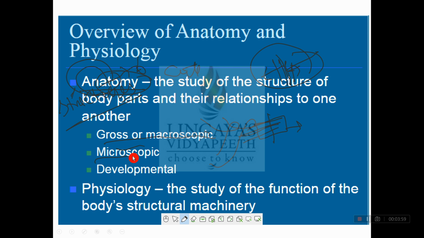Second one is microscopic anatomy. As the term indicates, in this kind of anatomy we study the internal structures that are very small and cannot be seen with the naked eye. They are only seen with the help of a microscope, right? So, the anatomy of things which we see with the help of a microscope is called microscopic anatomy.